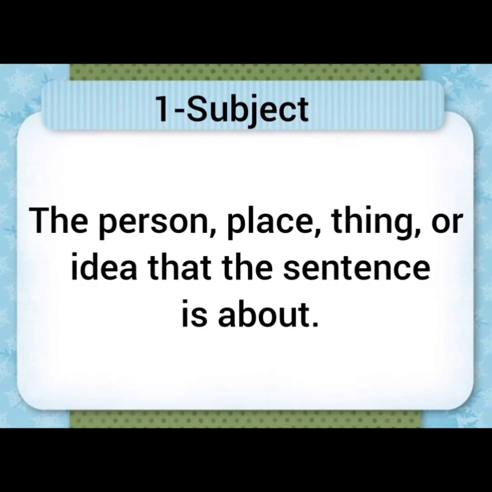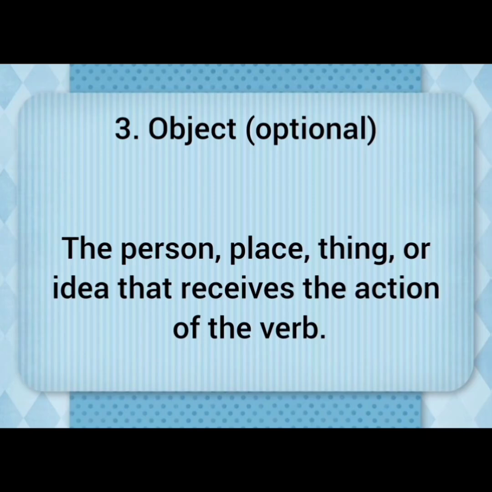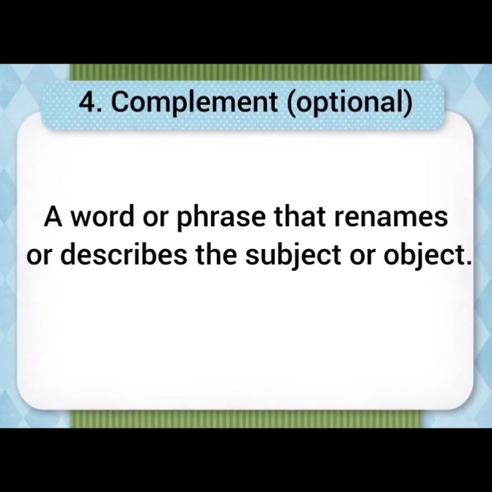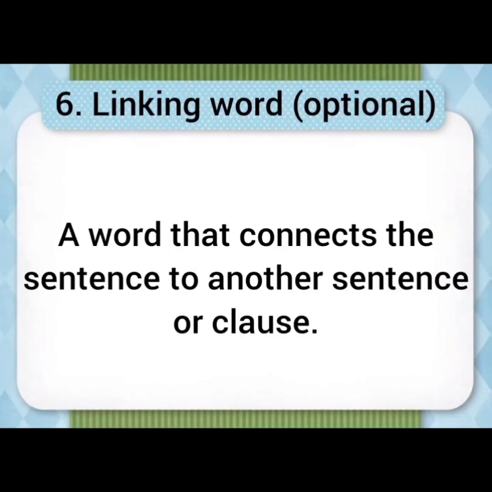The action or state of being that the subject is doing or experiencing is known as verb. Object is optional in a sentence. The person, place, thing, or idea that receives the action of the verb is known as object. Complement is optional. A word or phrase that renames or describes the subject or object. Modifier is also optional. A word or phrase that provides additional information about the subject, verb, or object. And finally, linking word, that is also optional, a word that connects the sentence to another sentence or a clause.